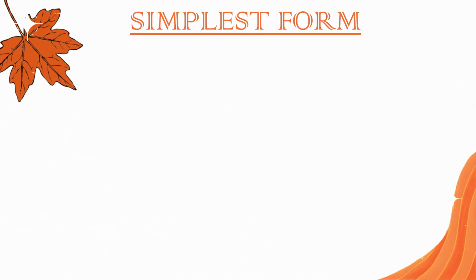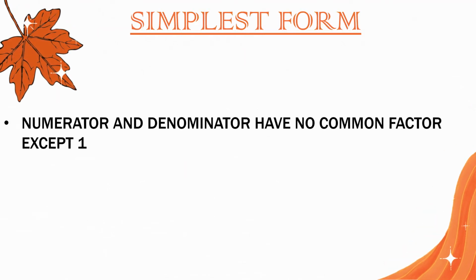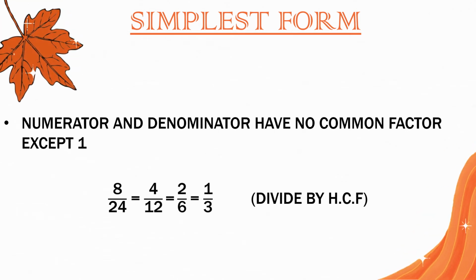Simplest form. Numerator and denominator have no common factor except 1. 8 by 24 is equal to 4 by 12, which is equal to 2 by 6, which is equal to 1 by 3. Here, divide by HCF.